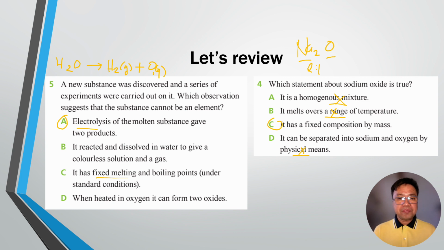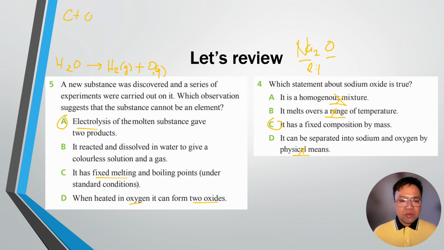For letter D, when heated in oxygen, it can form two oxides. So, elements can combine with oxygen to form oxides, and it's possible for one element to form different oxides under varying conditions or in different stoichiometric ratios. For example, carbon can form both carbon monoxide, or CO, and carbon dioxide, or CO2, which are two different oxides of the same element.